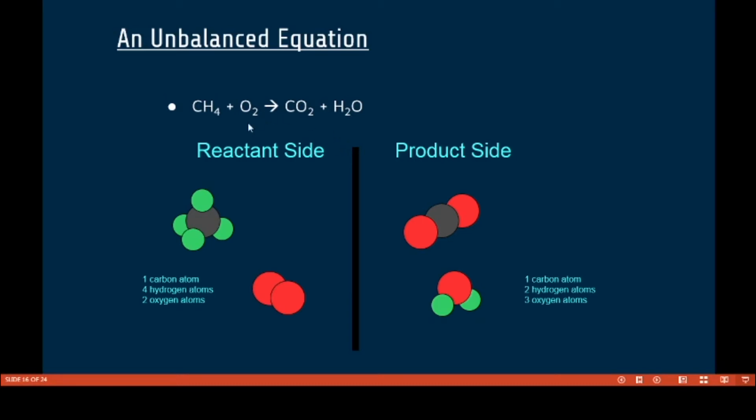Okay, see the unbalanced equation: CH4 plus O2 gives CO2 plus H2O. The carbon combines with oxygen and gives carbon dioxide and a water molecule. This is the reactant side and this is the product side. On the reactant side, 1 carbon atom, 4 hydrogen atoms, 2 oxygen atoms. On the product side, 1 carbon atom, 2 hydrogen atoms. So carbon atoms are the same, but hydrogen is not: 4 hydrogen here, 2 here, and 2 oxygen here, 3 oxygen there. So it is an unbalanced equation.